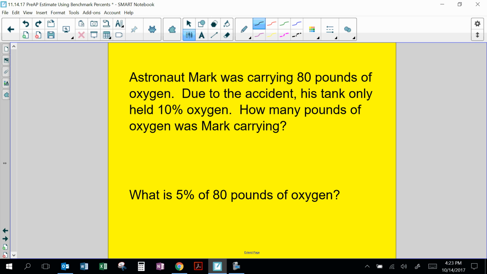So Astronaut Mark was carrying 80 pounds of oxygen. Due to the accident, his tank only held 10% oxygen. How many pounds of oxygen was Mark carrying? And then later on, what is 5% of 80 pounds of oxygen?